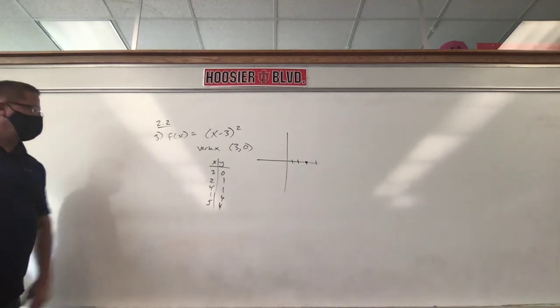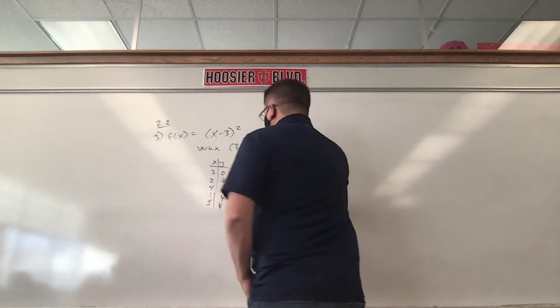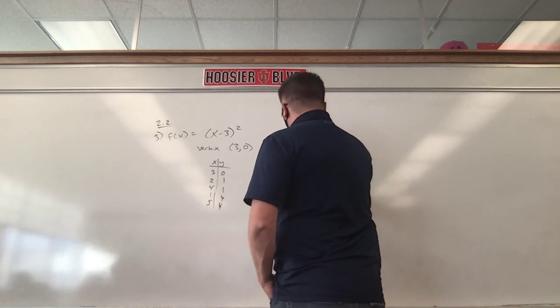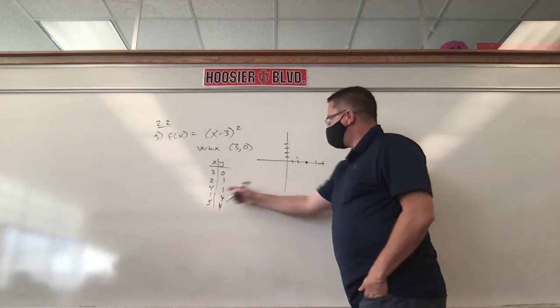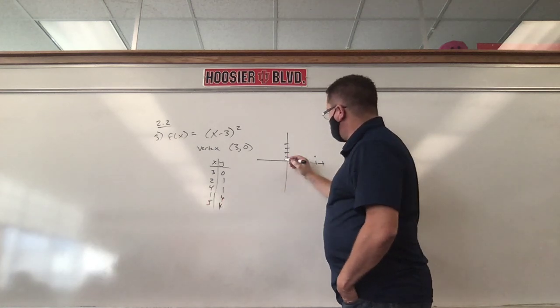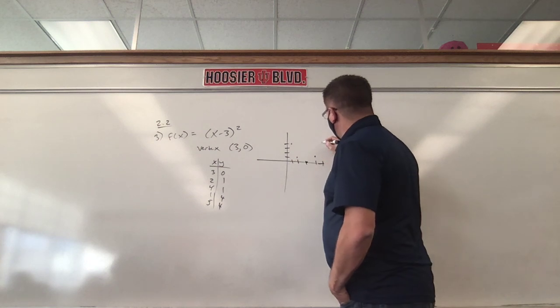And we already had 1, 3, 0. So, we have 2, 1. So over 2 up 1. 4, 1. Over 4 up 1. 1, 4. Over 1 up 4. 5, 4. Over 5 up 4.